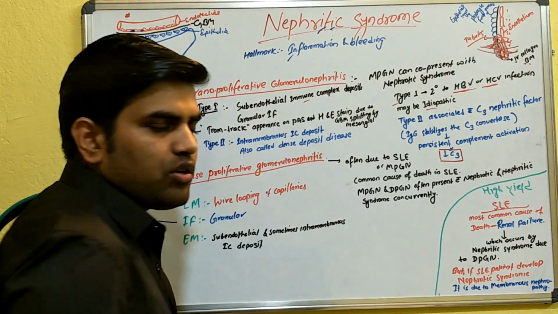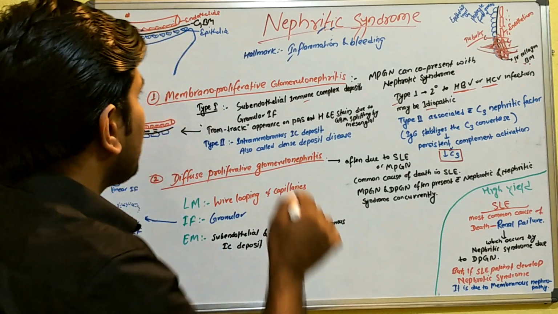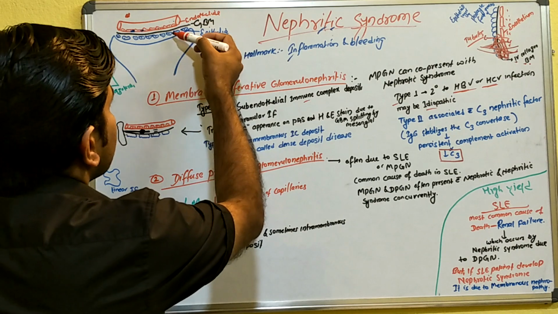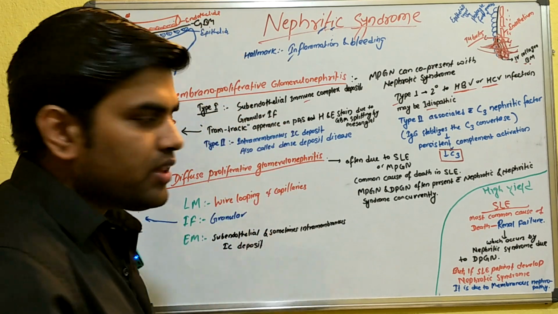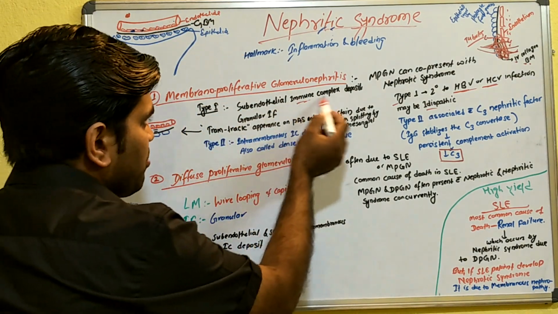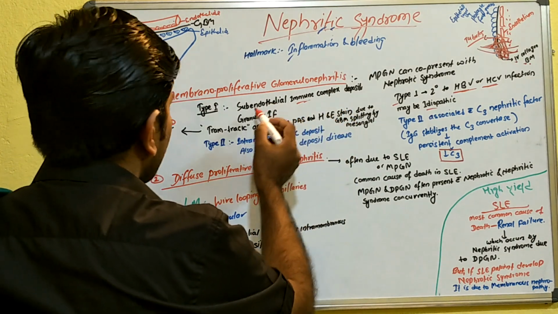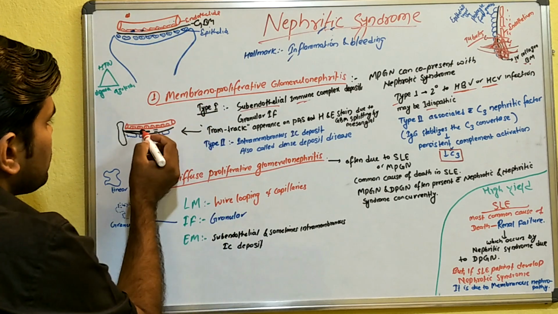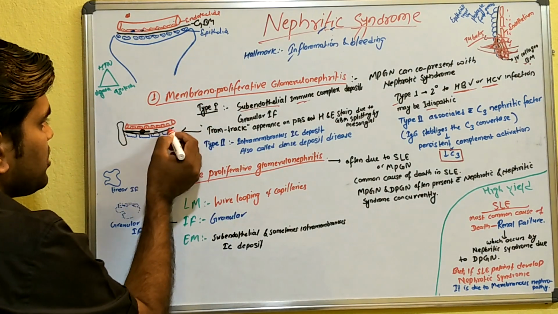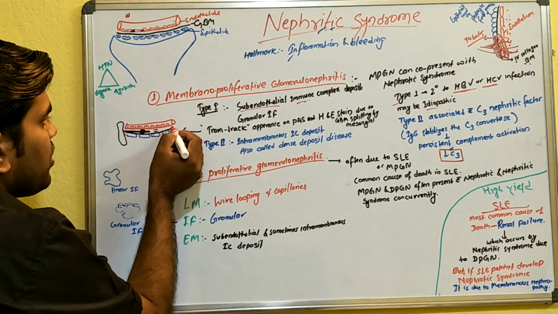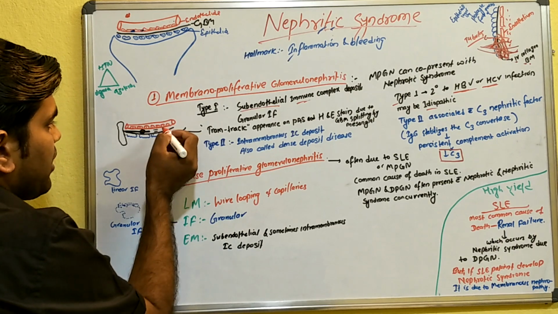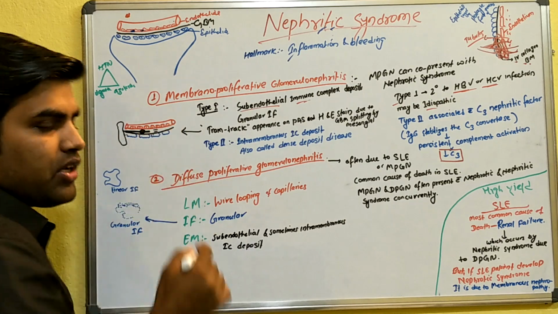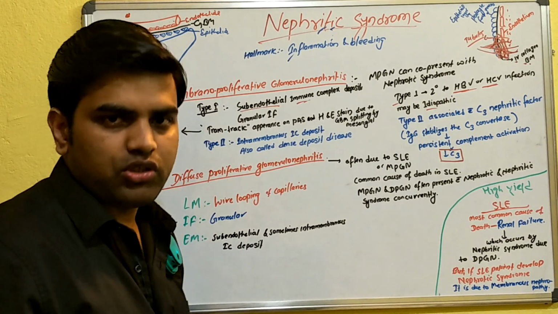Type 1 is a subendothelial immune complex deposit. You have to understand this. We have talked about the endothelium, then the glomerular basement membrane, and also the epithelium. The immune complex deposition occurs in the subendothelium, just below the endothelium. So the order is epithelium, glomerular basement membrane, and endothelium, and in the subendothelium there will be immune complex deposition.